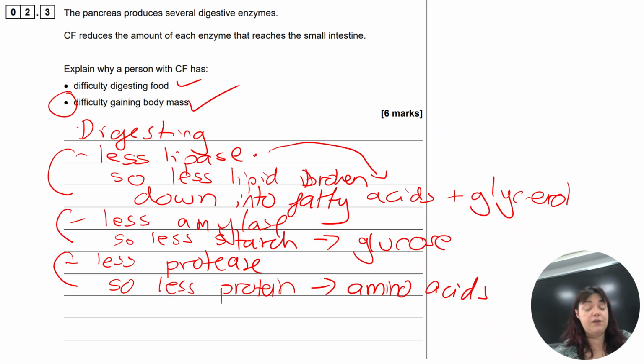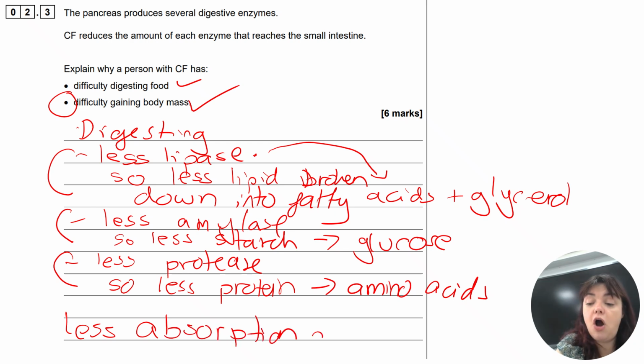Okay, now, difficulty gaining body mass, which is historically where pupils have lost marks on this one, from when I've looked in the past. They've got difficulty gaining body mass because they're not going to have fatty acids and glycerol, glucose, amino acids. So there's going to be less absorption of fatty acids, glycerol, sugar, amino acids. Less absorption of those things.